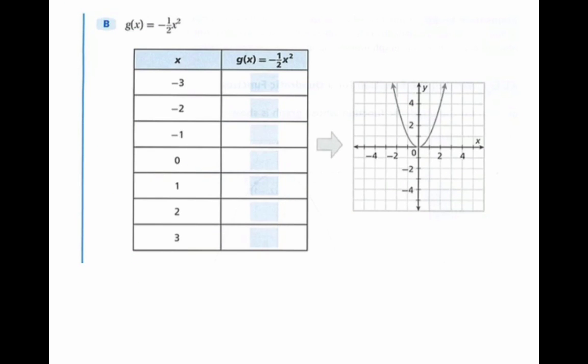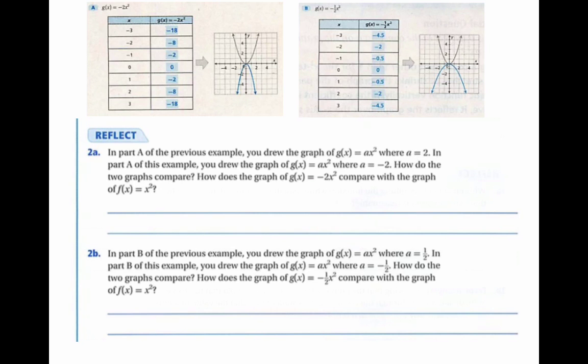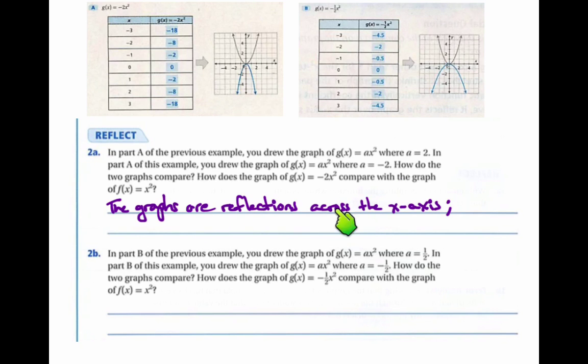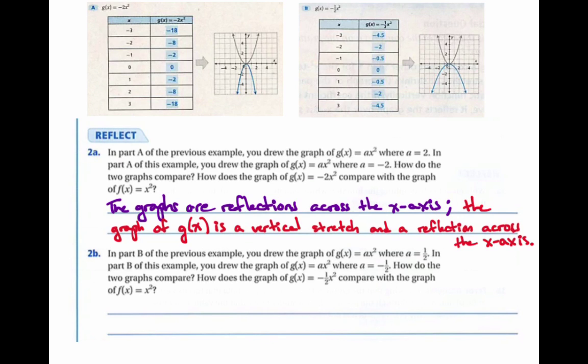Same with this. I plugged in my points. I got my y-coordinates. Plot my points and sketched my parabola. And again, it is a reflection, but something else is going on too. So we drew the graph, and what is going on here? Well, the graphs are reflections on the x-axis. We could already see that, but what else is going on? We also have a vertical stretch.